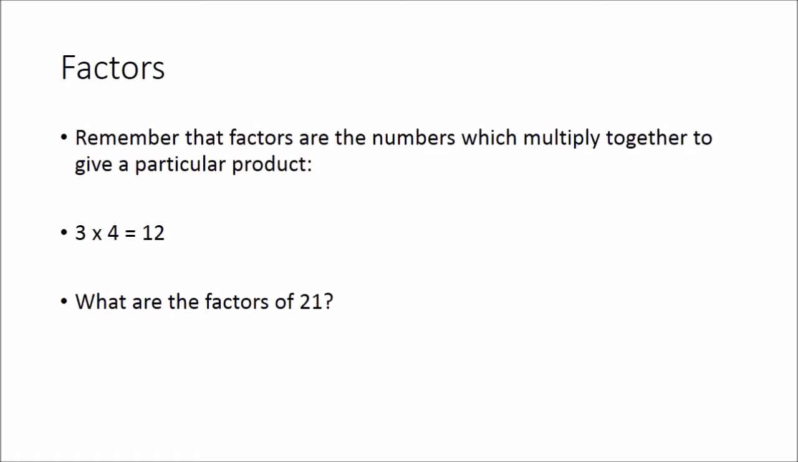So factors are numbers which multiply together to give a particular product. So for example, factors of 12 are 3 and 4. So 3 times 4 equals 12. So 3 and 4 in this case are factors.